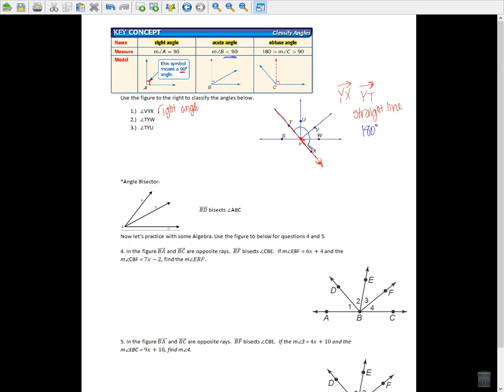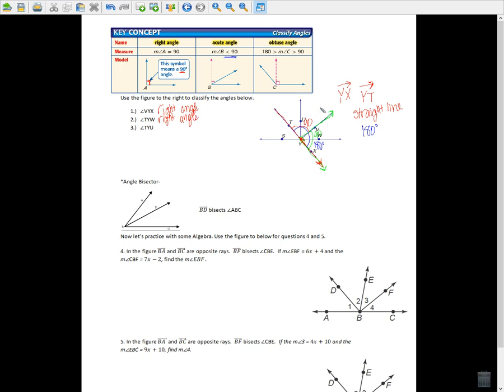So if this whole thing here is 180 degrees, and we know that this right here from our previous question is 90, then that means this other side over here is going to be 180 minus 90, which means that this also has to be 90. Okay, so this would also have to be 90, which is a right angle.